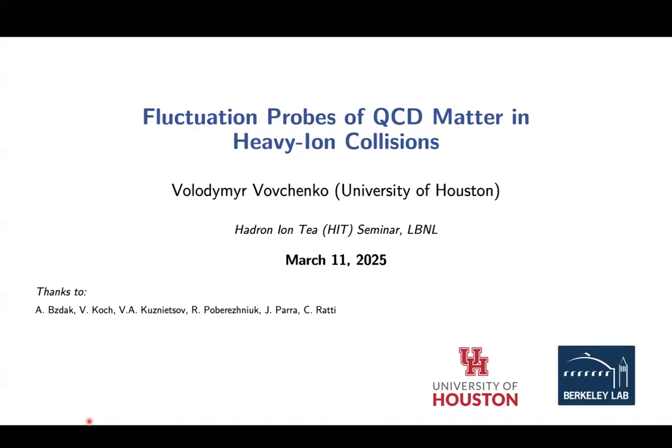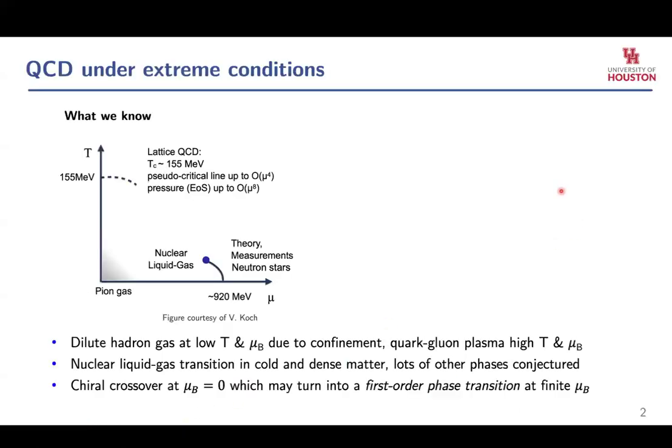And I will talk about a couple of topics related to fluctuation probes of QCD matter in heavy ion collisions, and work done in collaboration with Volker here, with Adam's DAC in Poland, and of course with collaborators in Houston. So a couple of undergrad, Jonathan Para, a graduate student, Volodymyr Kuznetsov, a postdoc, Roman Poberezhnyuk, and a fellow faculty, Claudia Roy. So there is quite some collaborative activity going on here.